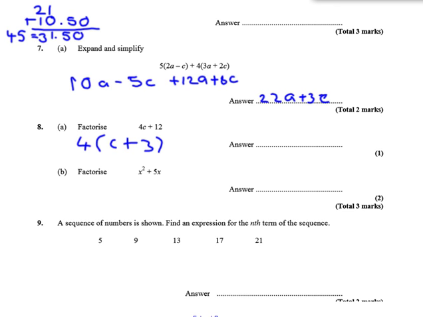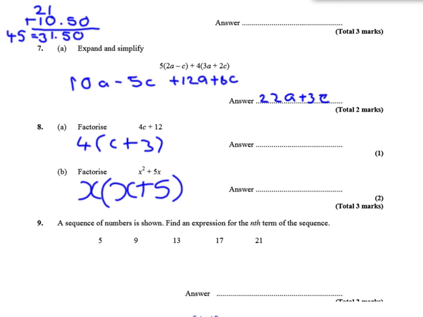So for 8b, we've got Isa, who's going to factorise x squared plus 5x. Now, x squared and 5x have both got x in common. So x goes outside the bracket. To get x squared, we would do x times x, and then a plus. To get 5x, we do x times 5. Thank you very much, Isa.